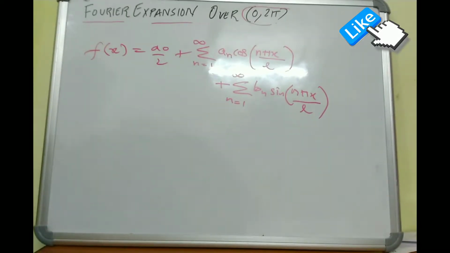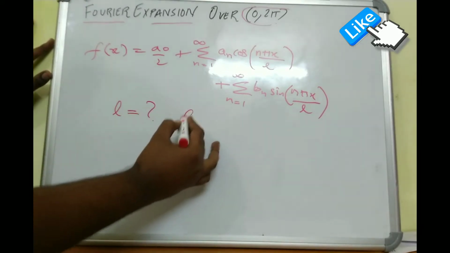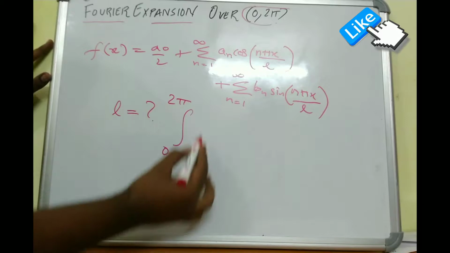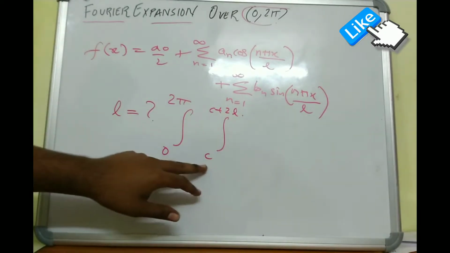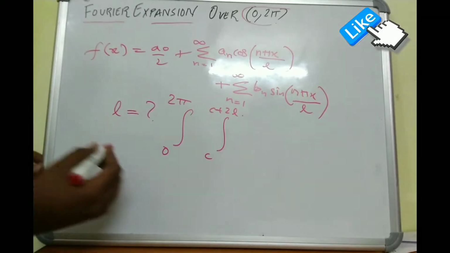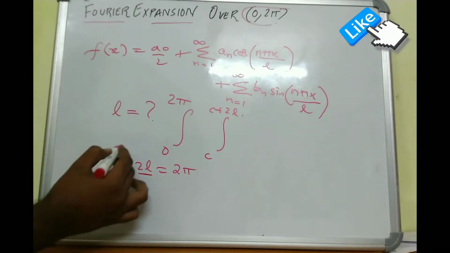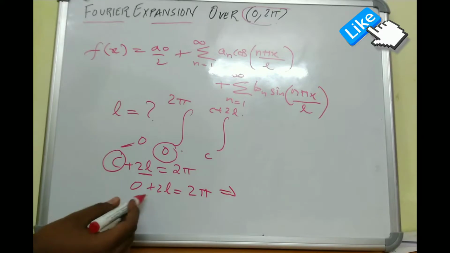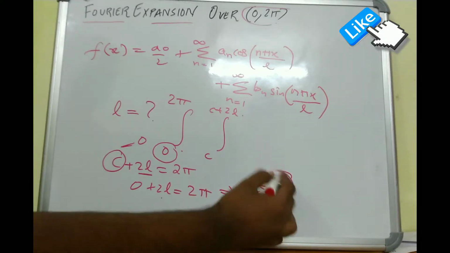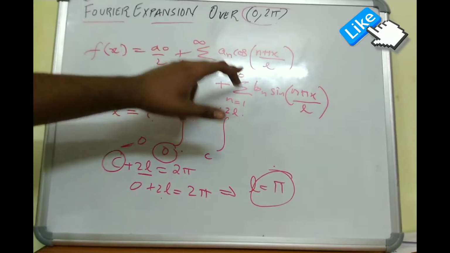So how to find L? We know the interval is given as 0 to 2 pi, so the general form will be C to C plus 2L. C is 0, and C plus 2L becomes 2 pi. So 0 plus 2L equals 2 pi, which implies L becomes pi. So we got to know that L is equal to pi. Now from here we have to find a naught, a n and b n.